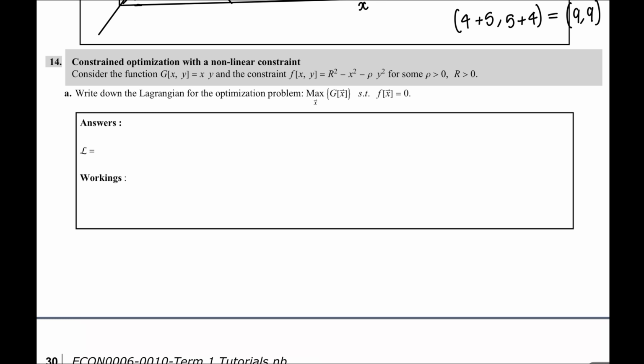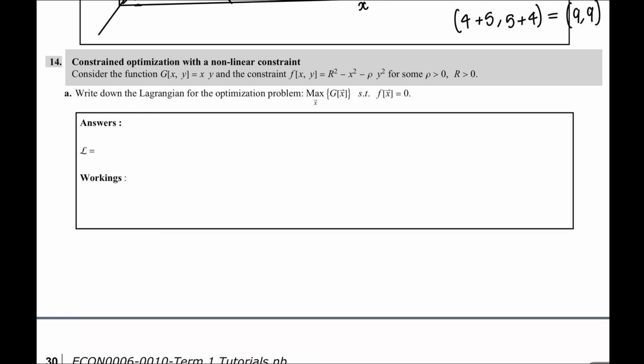Write down the Lagrangian for the optimization problem where we want to maximize this function subject to our constraint, which is r squared minus x squared minus p y squared. So this is the exact same as before.